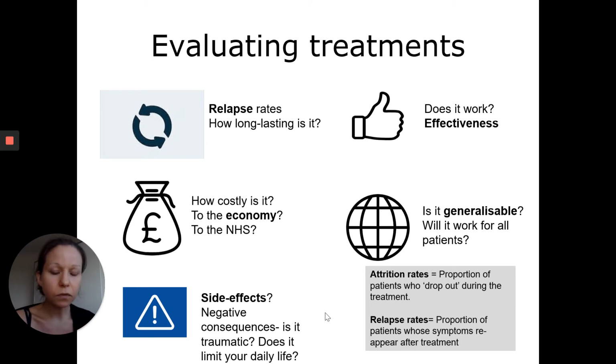Is it effective? Does it work? And is it generalizable? Is it going to work for or be suitable for all patients who have this problem? And is it going to work for all types of this problem? So in our case, phobias. Is it going to work for somebody with a social phobia, with agoraphobia, or is it only going to work with specific phobias? Another key term that I'm going to introduce you to is attrition rates.